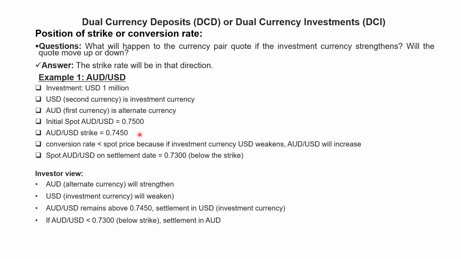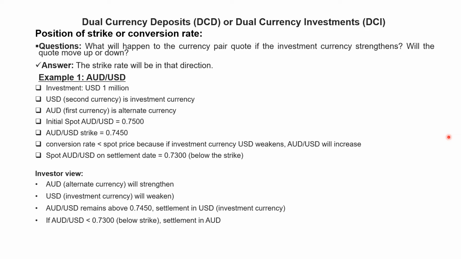The spot AUD USD on settlement date is 0.73, which is below the strike price of 0.745. Let's say that the investor's view was that the AUD, the alternate currency, will strengthen and the investment currency USD will weaken. The investor believed that AUD USD will remain above 0.745 and the settlement will be done in US dollars, which is the investment currency. However, the investor view turns out to be wrong. The AUD weakens to 0.73, which is below the strike price. Therefore, the settlement will be done in AUD.